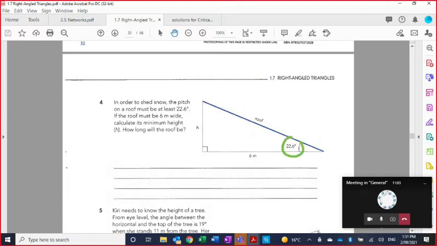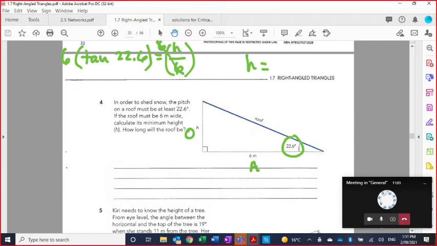We know our angle. We have this side, which is right next to it, so the adjacent. We have this side, which is straight across from it, so the opposite. So that's a simple tangent problem. The tangent of 22.6 is equal to our opposite, which we don't know, let's call it h, over our adjacent, which is 6. We'll multiply both of these by 6. So that gives me 6 times the tangent of 22.6 degrees equals h. So h is equal to, can someone multiply 6 times the tangent of 22.6 for me, please?